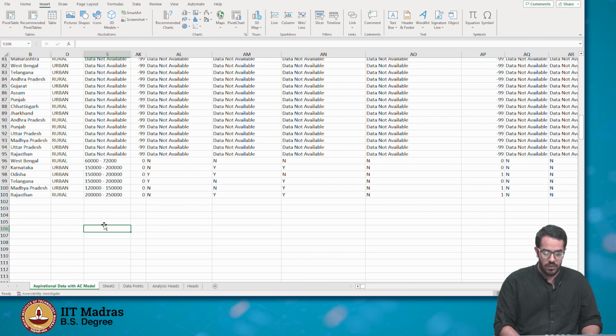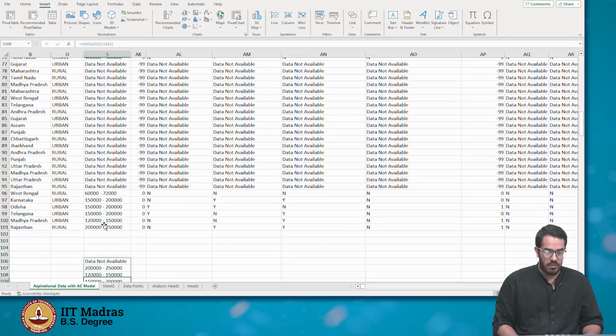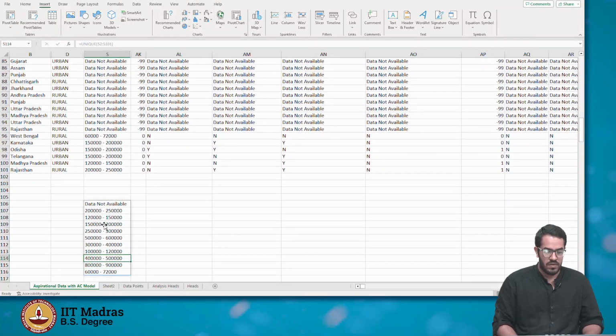So I type equals, that is to apply a formula, and I type unique and press tab. It will ask me where exactly I am looking for this data, and I select all of this, and that's pretty much it. So here I'm getting a list of everything that is available in terms of data entries of this specific column. Here we have a list that we can see now.